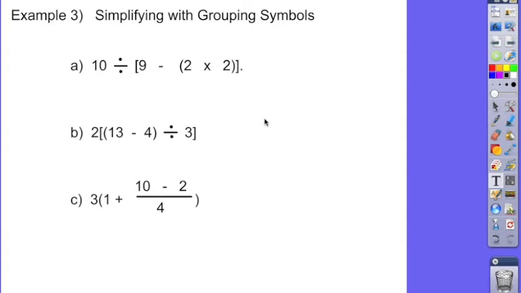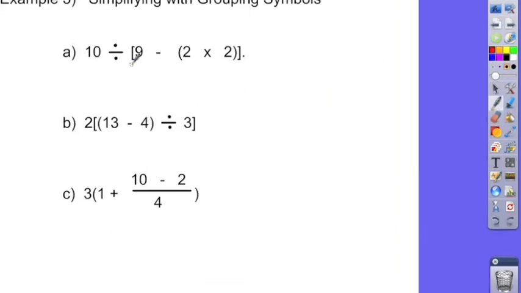Okay, welcome to our third installment of our instructional videos on the order of operations. And in this particular video, we're going to be working with grouping symbols, simplifying expressions that contain grouping symbols. And when we use this term grouping symbols, we're specifically referring to the brackets, which I'm going to underline so you can see what I'm referring to, as well as the grouping symbol that you should be familiar with, which is the parentheses.